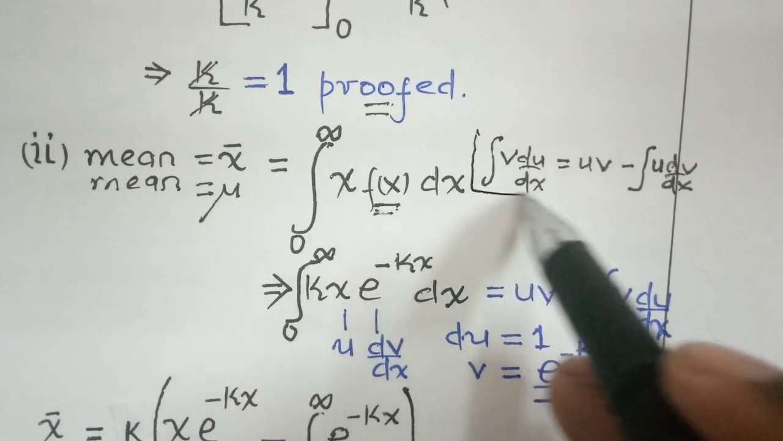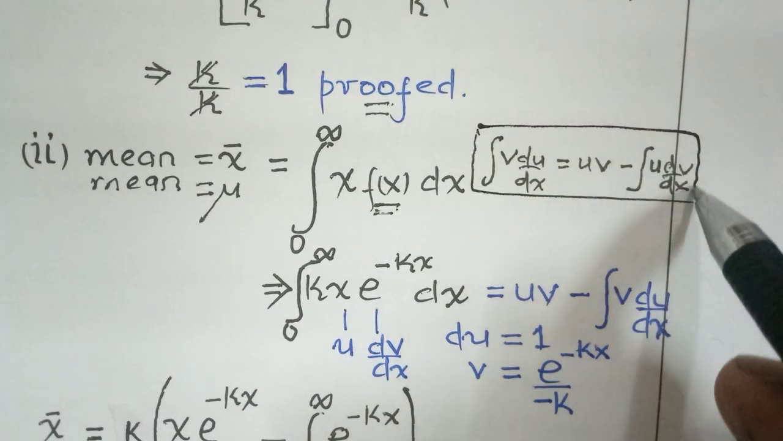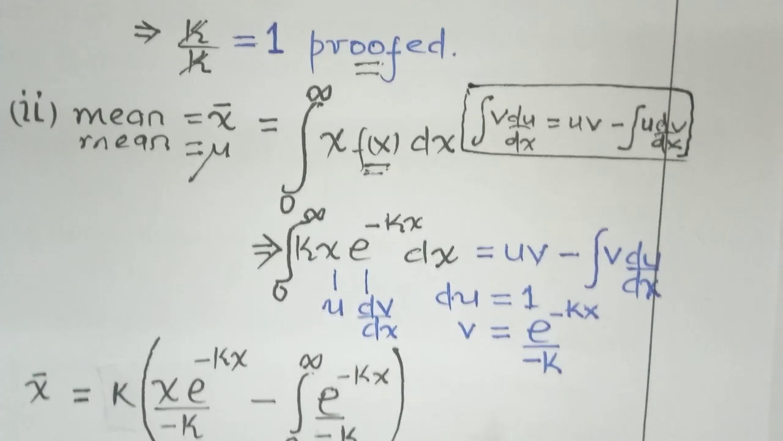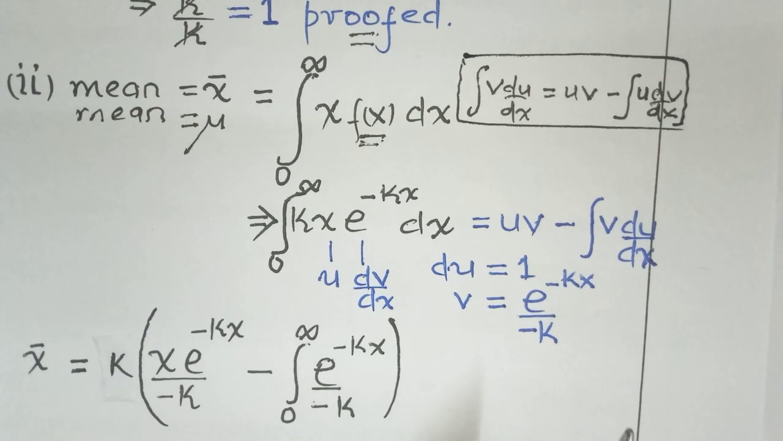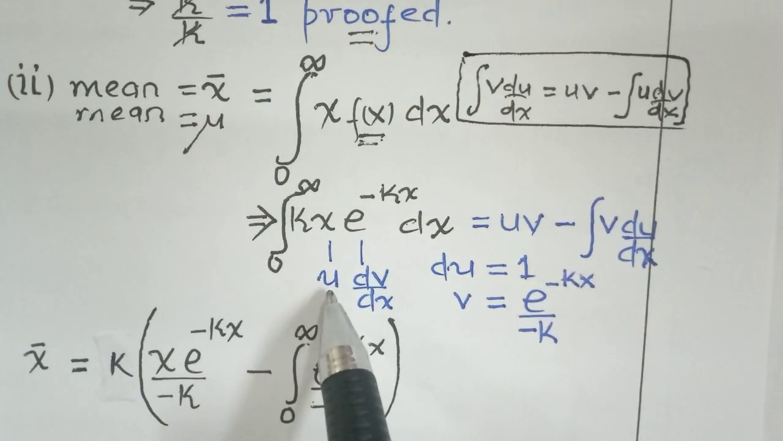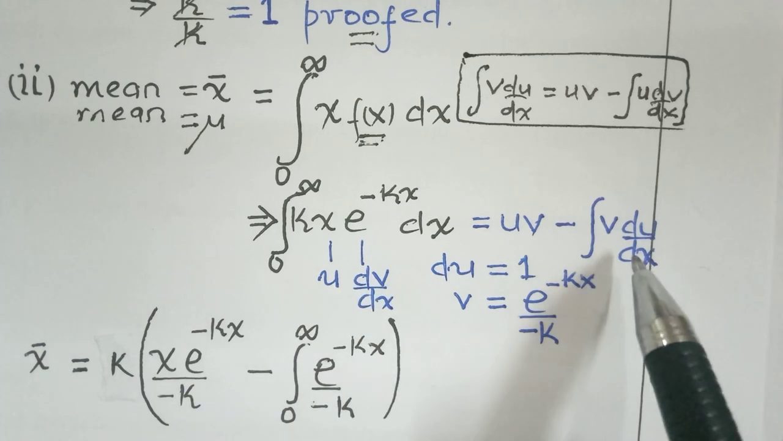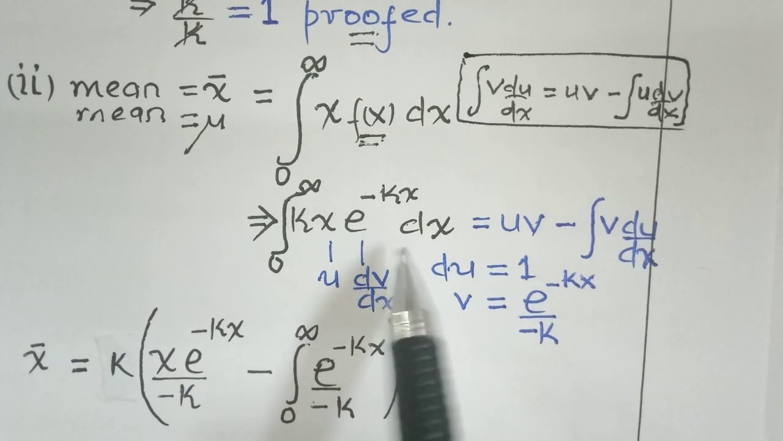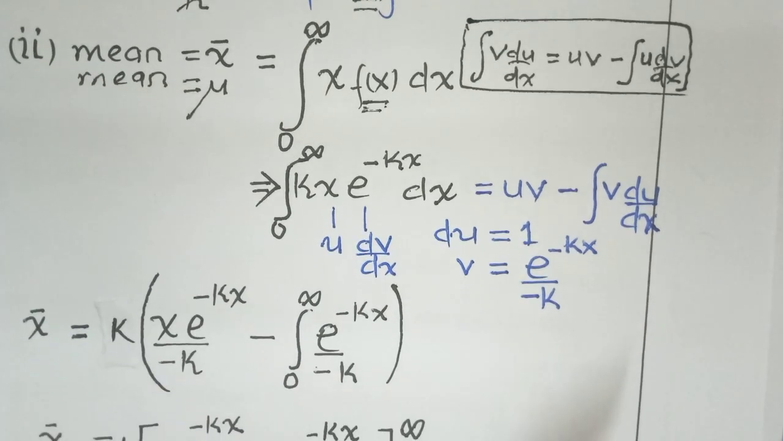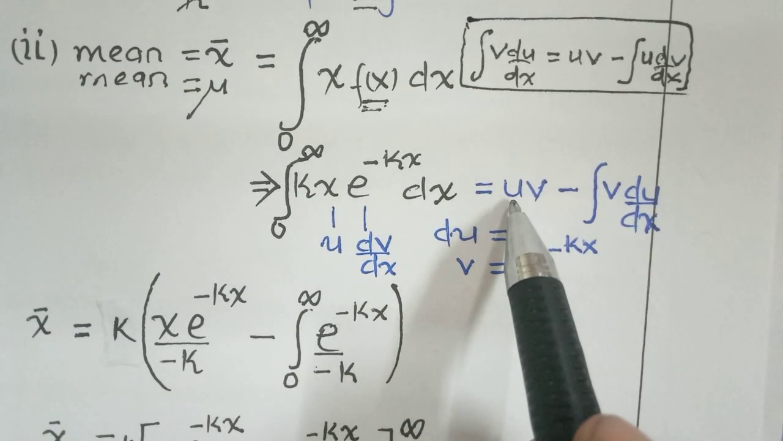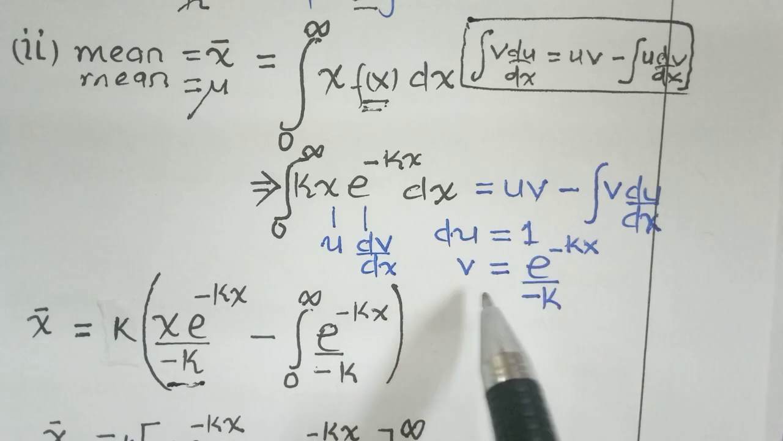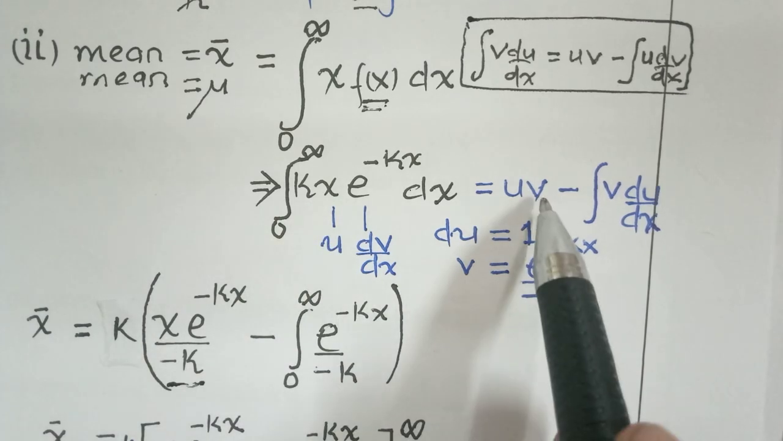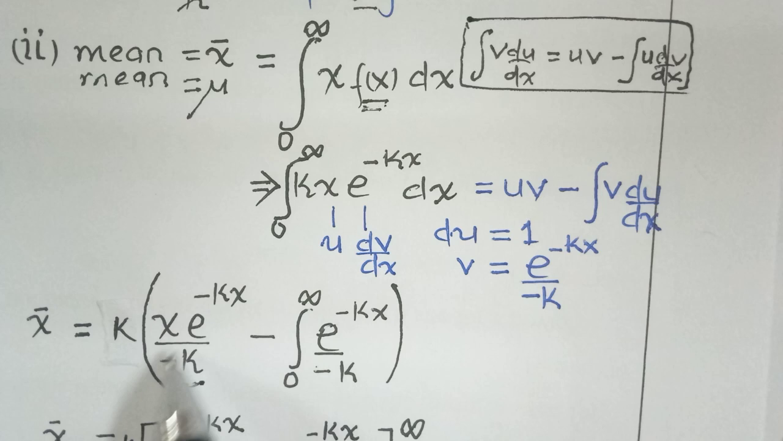Let me just leave it there, because it's supposed to be part of the problem, as I have demonstrated here with the blue ink. My first one here is u, and then we have the dv. The last one will be v and du. When I do that, guys, this is what I'm going to get. My u here is what I have written here. This is u, which is x, and v is here. So that's what I have put there, guys.